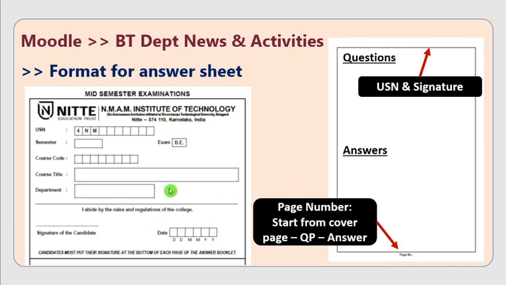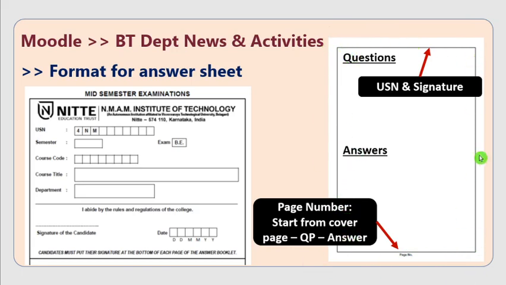This is page number 1. Immediately next it will be page number 2 and continues. You will be starting your questions on page number 2 and answers will follow that. On the top of the page, write your USN, full USN, 10 digits, followed by your signature. This USN and signature and page number should be there on all the pages, and on each page there should be a box like this. You can draw it, which marks the boundary of your answer sheet.